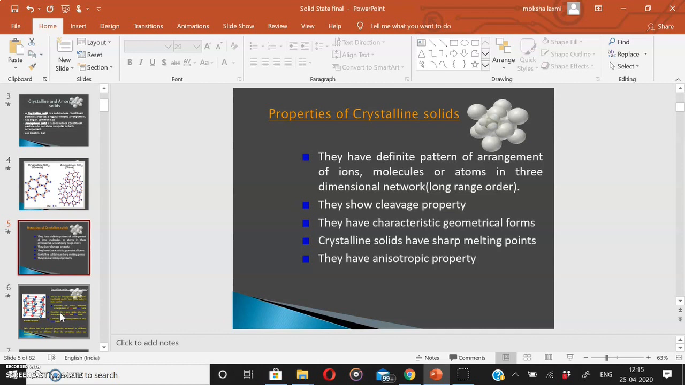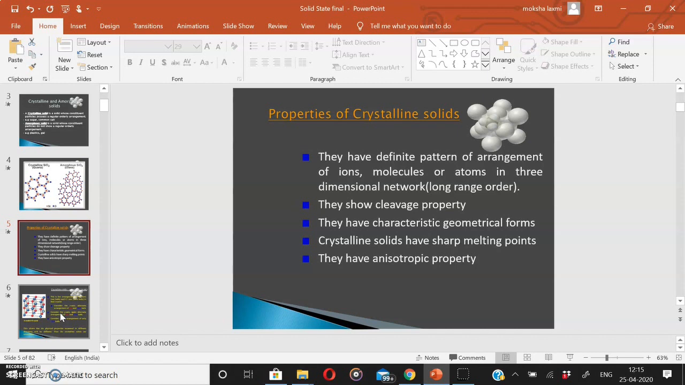Number 3, crystalline solids have characteristic geometrical forms, and we will be studying what different geometrical forms crystalline solids have. Next, crystalline solids have a sharp melting point, that is, they melt at a fixed temperature. And lastly, which is most important, crystalline solids have the anisotropic property. So what do you mean by anisotropy?